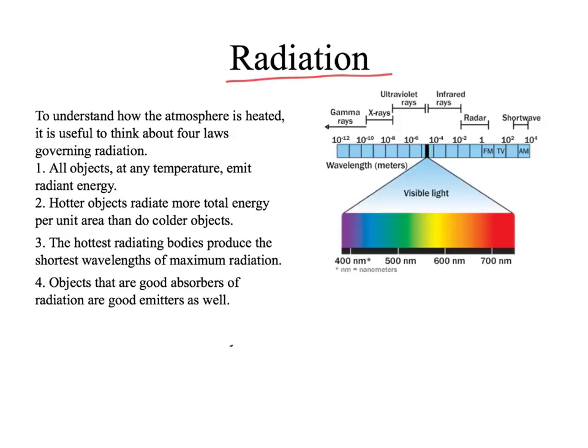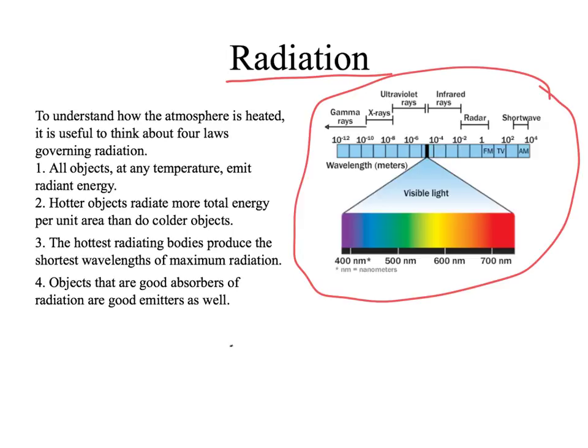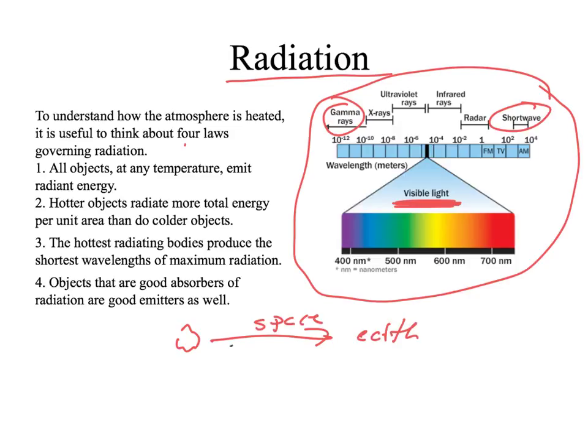Okay, so let's talk a little bit about radiation. Radiation from the sun comes to us in the form of electromagnetic waves, and we can see the entire spectrum ranging from gamma rays to shortwave radio waves, and we're primarily focusing on visible light. That's what we can see. Now, when we're talking about this radiation, we're talking about that transfer of energy from the sun to the Earth through the vacuum of space. Okay, and there are four laws that are going to kind of govern radiation.